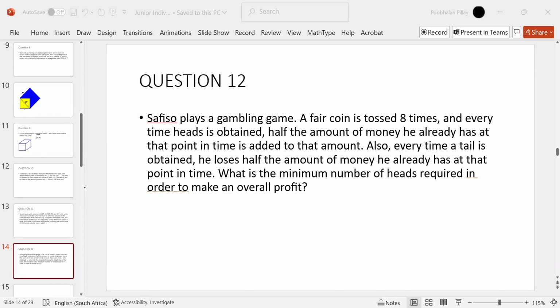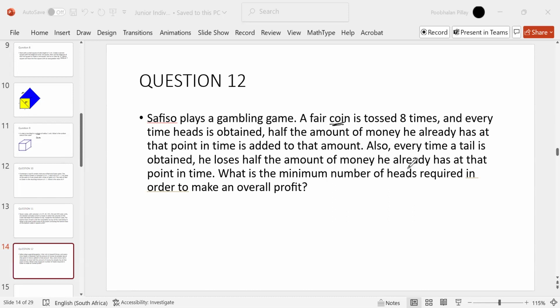Now, Sophiso plays a gambling game. A fair coin is tossed 8 times. Now, what do you mean by fair? It means heads will fall, tails will fall. You've got the same chance. It's not lopsided so that it gives a greater chance to heads than to tails or whatever, right? They've got an even chance. That's what you call a fair coin.